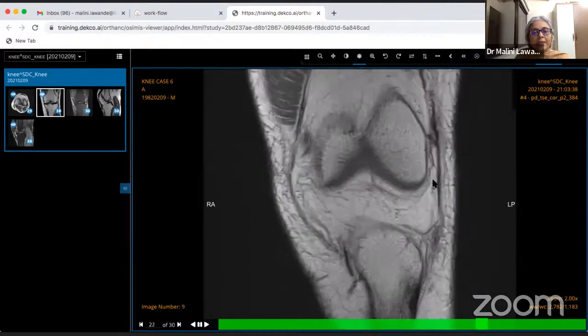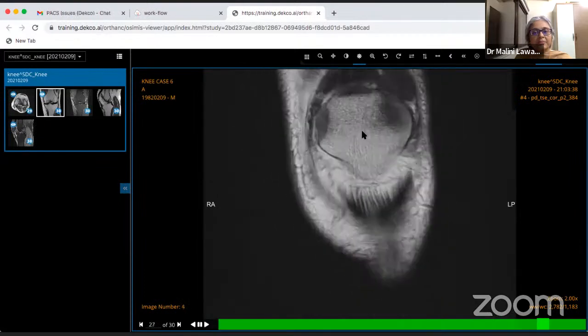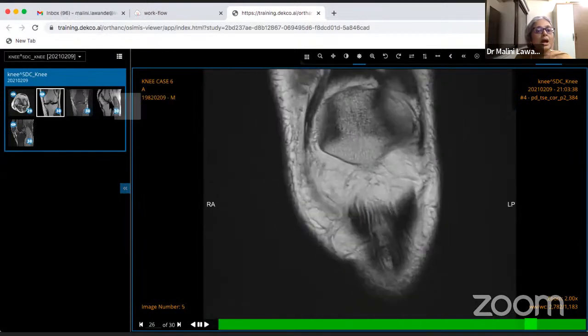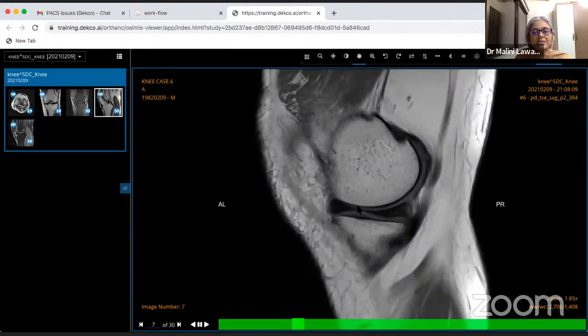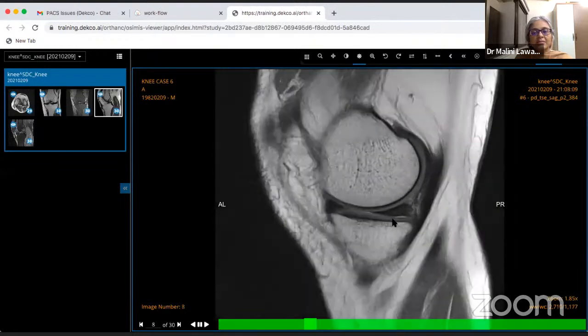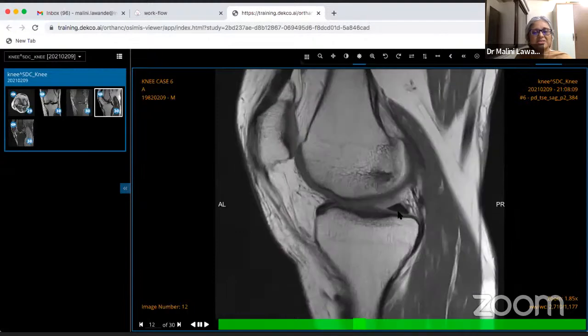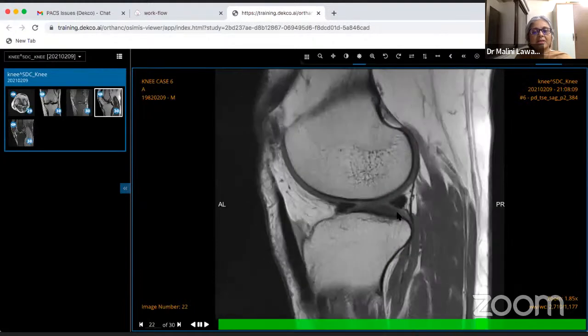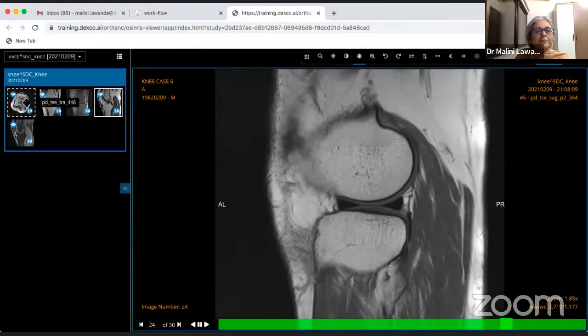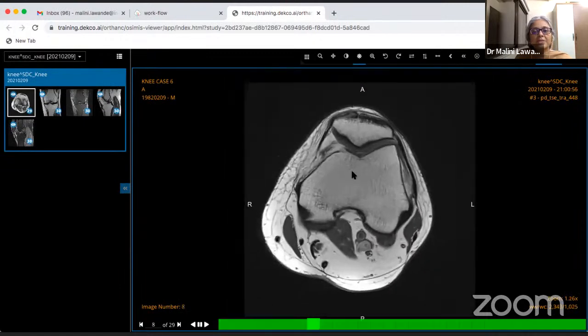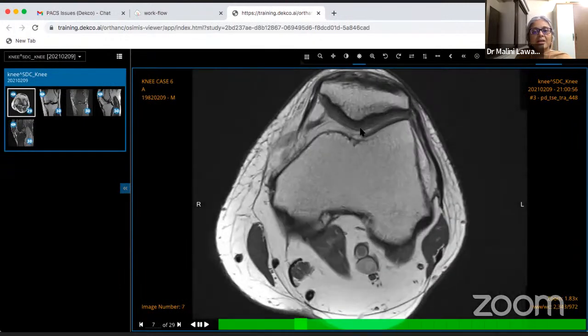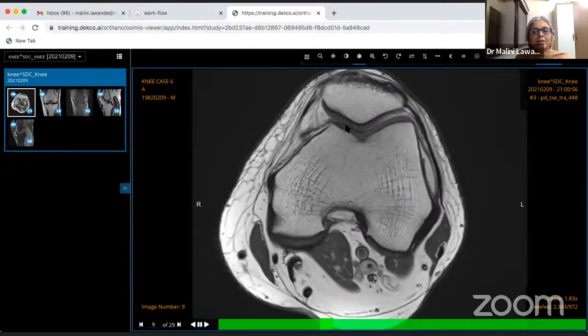And as you come anteriorly, you can see the patella here. This is the non-fat sat sequence. And again, we can see the menisci, except for mild intrasubstance degeneration here. The cartilage and the ligaments and the menisci are normal. Quick look at axial images. Again, cartilage is normal. Trochlear cartilage.